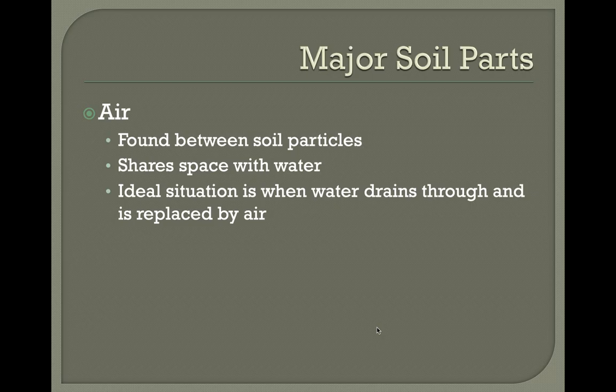Okay, we want to make sure that we have air in between soil particles because plant roots need air as well. If they don't get enough air, then they're not getting the oxygen that they need in order to be able to perform the way that they're supposed to. So ideally, you want to make sure that you've got about 50% water and 50% air in the pore space. But you do want to make sure that you do have some air, that it's not drowning.